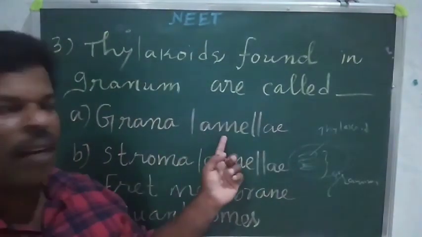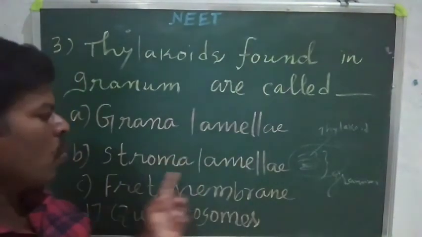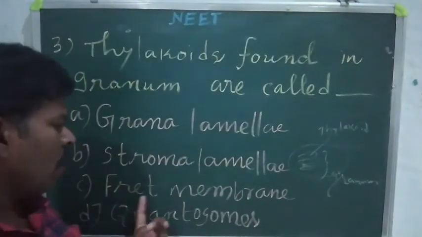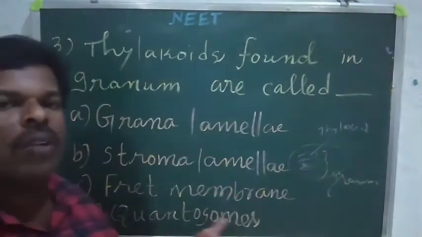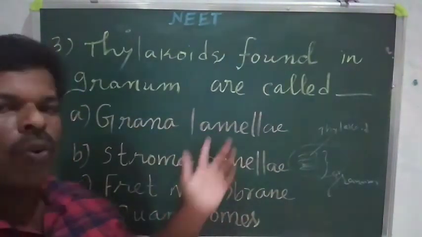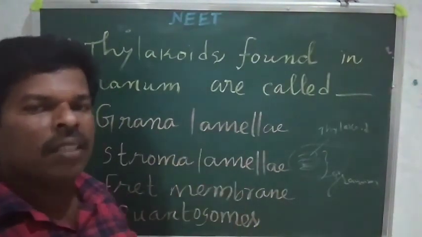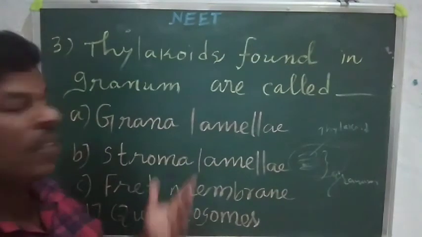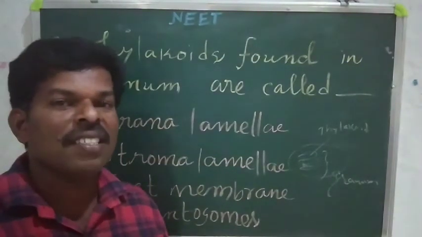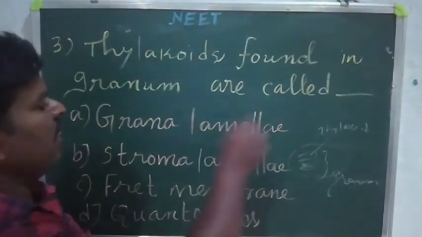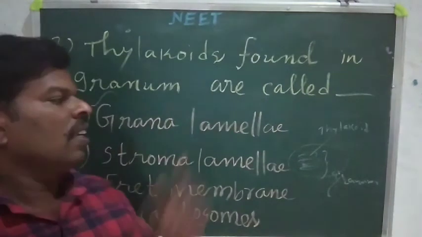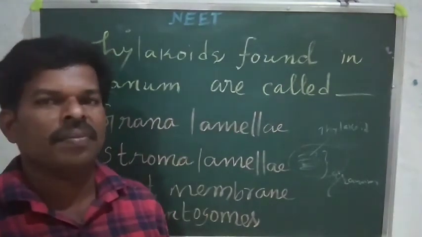The four options are: grana lamella, stroma lamella, fret membranes, and quantasomes. Which one is the correct answer? Can you guess? The answer is A, grana lamella is the correct answer.